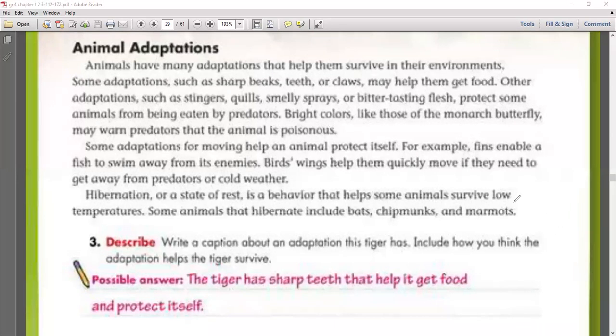Time. Open your mic, time. Yes, mister. Open your mic. Yes.